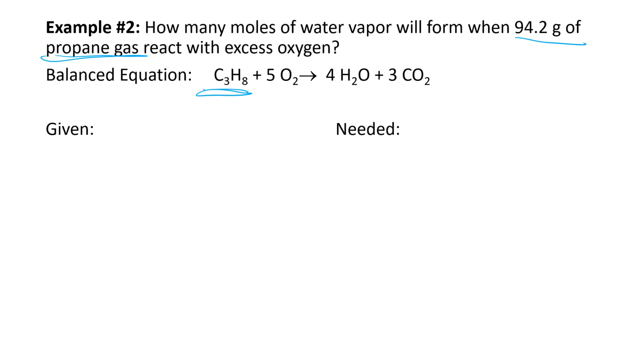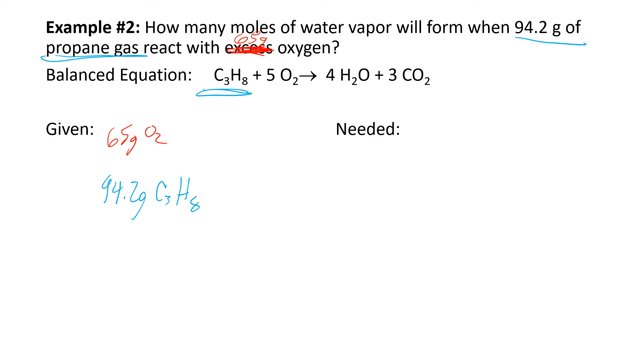Instead of saying excess oxygen, we're going to say that we have 65 grams of oxygen. Okay, so when grams are given, you know that the problem gets a little more complicated. So we have 65 grams of oxygen given as our one given, and then our other given is the 94.2 grams of propane. So we're going to do exactly like we did before.